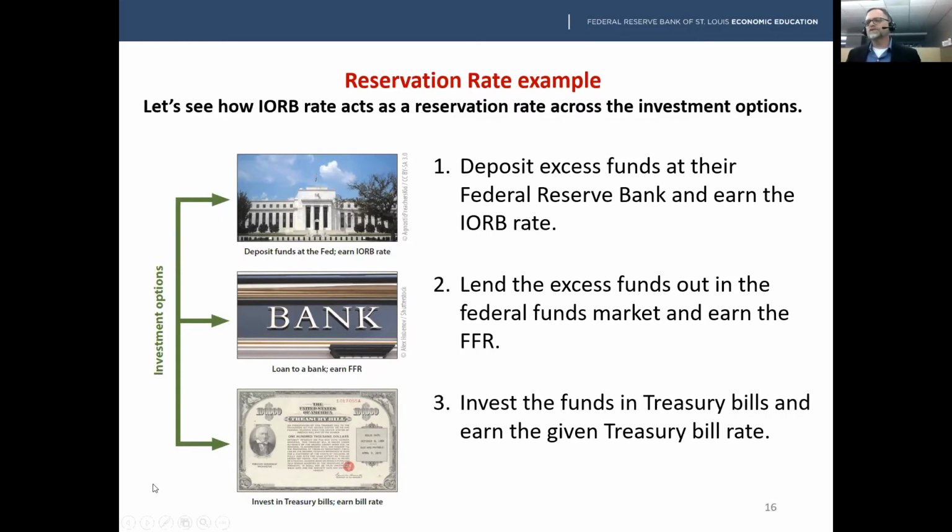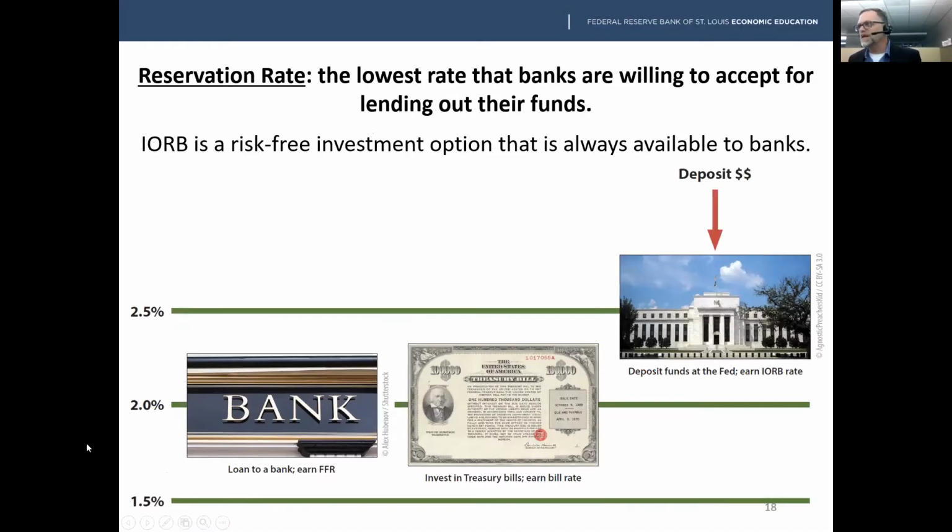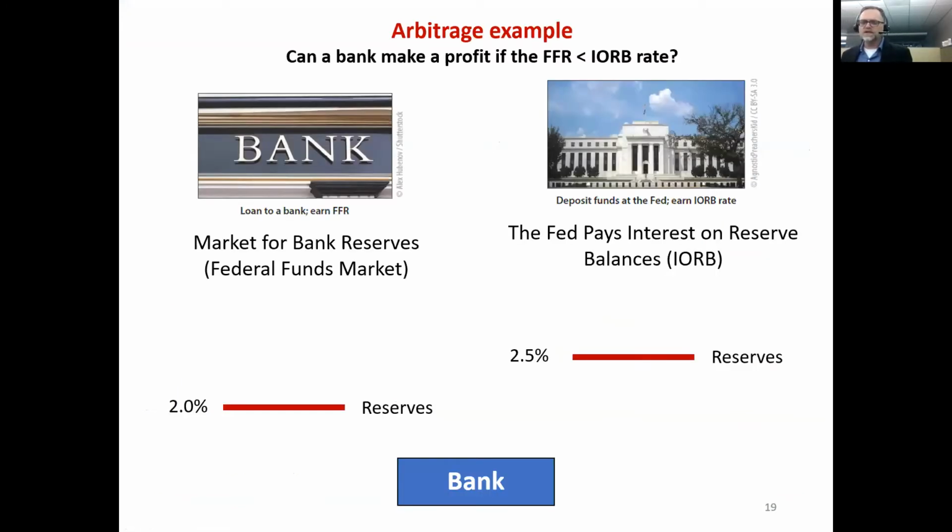Now, let's say that there's a difference in what these options are paying. In this case, you see that the interest on reserve balances is a little bit higher, 2.5%, compared to the federal funds rate and the treasury bill rate. Because banks are seeking profits and the highest return, this would be an easy choice, and they would deposit their funds at the Fed to earn interest on reserve balances. And this helps understand why this serves as a reservation rate, right? Again, a reservation rate is the lowest rate that banks are willing to accept for lending out their funds. And so as a result, banks would not be willing to lend their money for less than the interest on reserve balances rate.